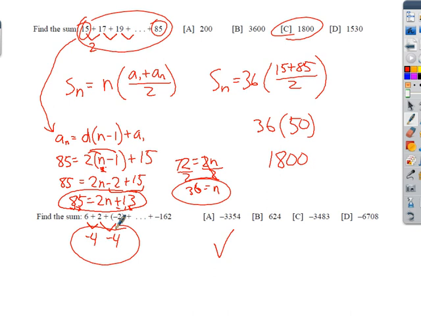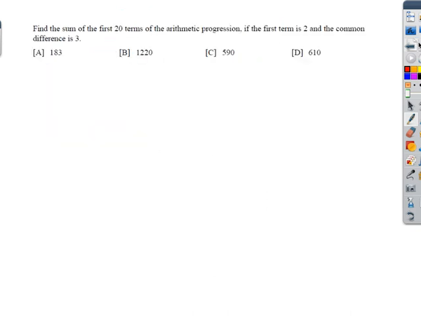Find the sum of the first 20 terms. So they tell us how many. That's n. The first term is 2. That's a sub 1. And the common difference is 3. I was hoping they would tell me the last term. Now I've got to figure it out. So first thing I'm going to do is figure out the last term, because I need to know a sub n to be able to do this sum of the series.